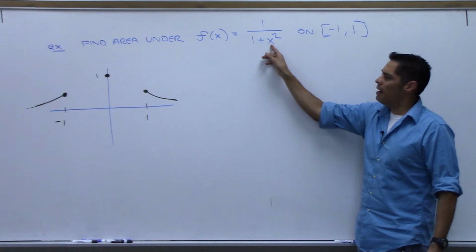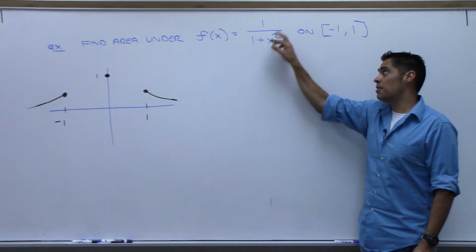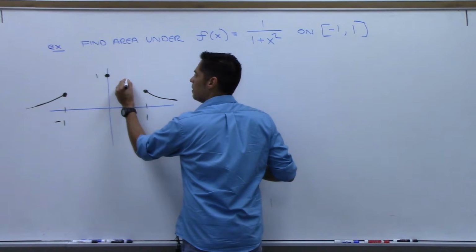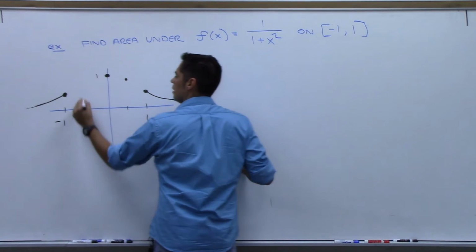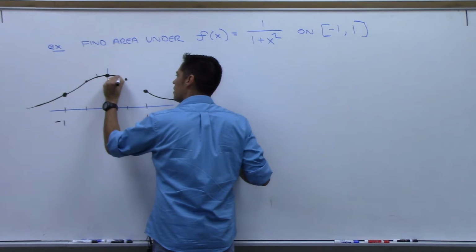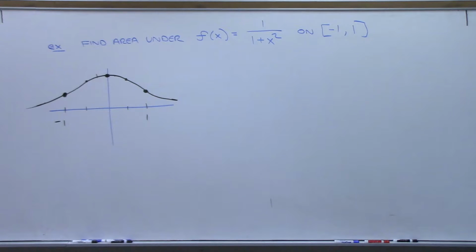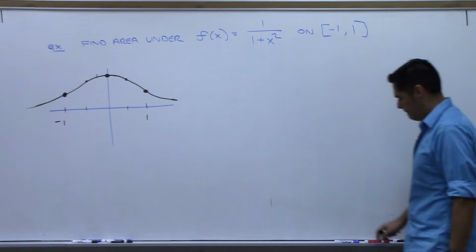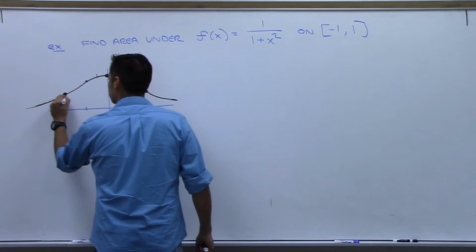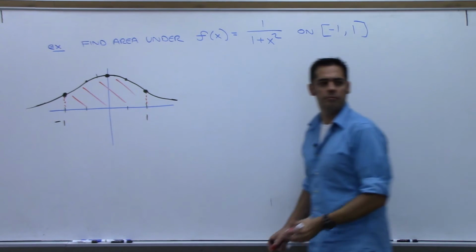So if I do 1/2 squared, I get a 4th. 1 plus a 4th is 5/4, and then 1 over 5/4 flips, so 4/5. So at 1/2, I'm up here at 4/5, which is pretty close to 1. Then the same thing would happen over here, right? And so what you get is something that looks like this. And what we're trying to do is find the area right there.